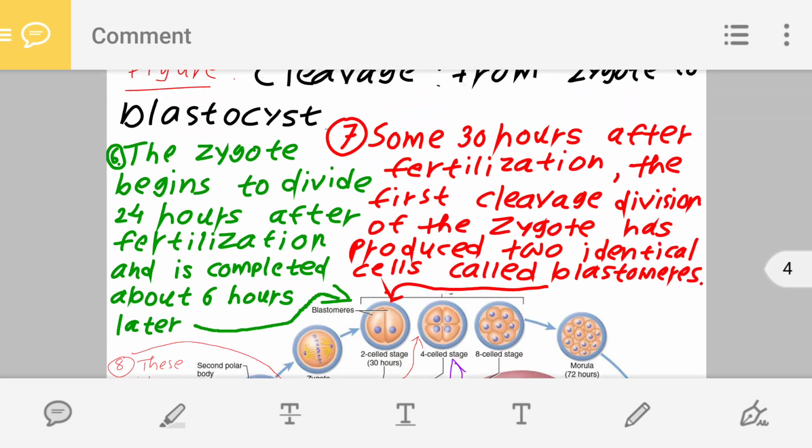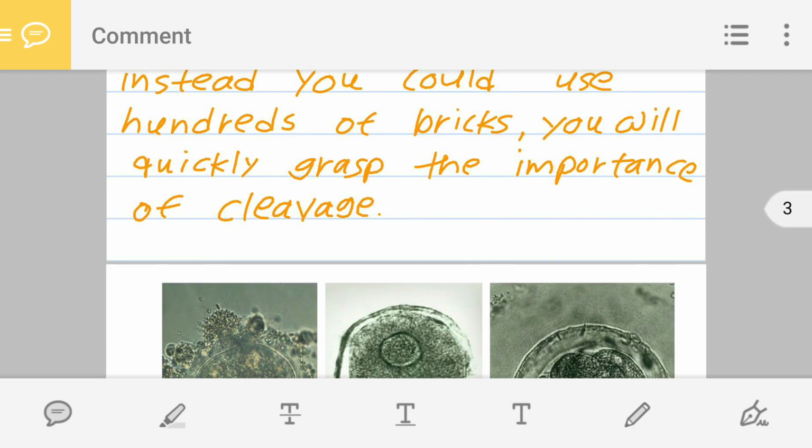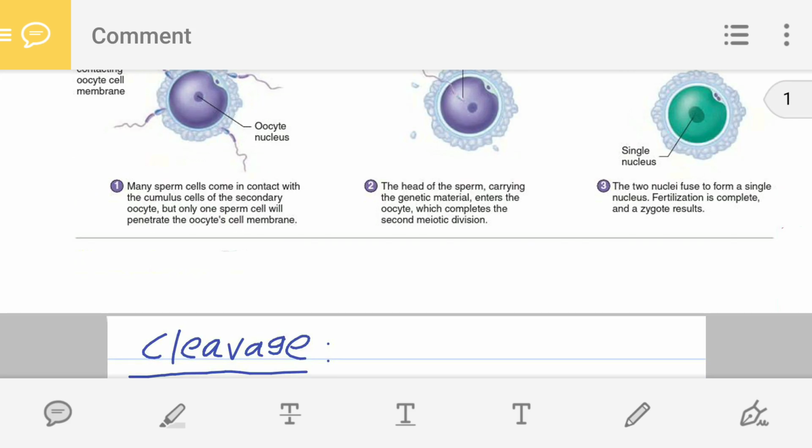So all these points you need to remember regarding this process of cleavage.